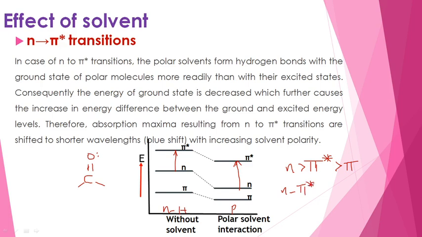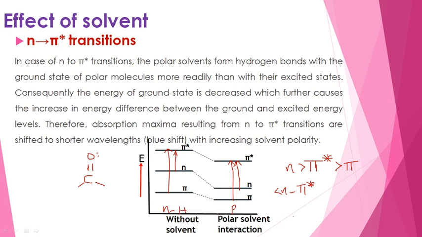will decrease. For the case of pi to pi star, you see here, this is the pi to pi star transition. After the influence of polar solvent, you are finding a decrease in the energy gap of pi to pi star. Here you have a high energy gap, and here you find a low energy gap.